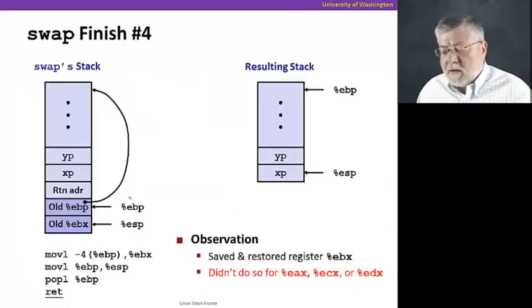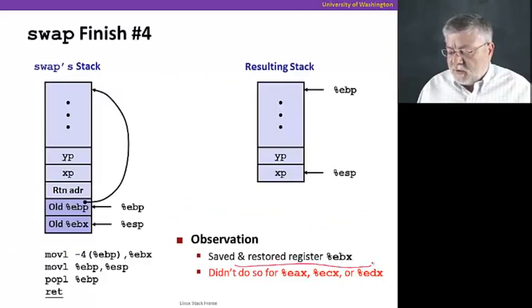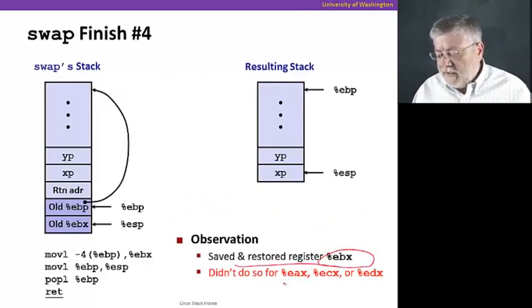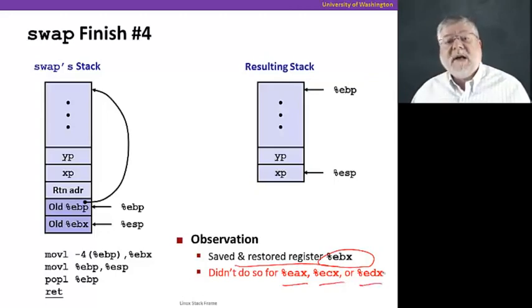The last observation to make is that although we saved and restored the register EBX, we didn't bother to do that for EAX, ECX, or EDX. We just didn't bother saving those at all. And why not? We use those registers as well in the code, it turns out. Well, the reason we didn't save them is because our convention is that the caller needs to save those registers. We're going to talk more about this in the next section.